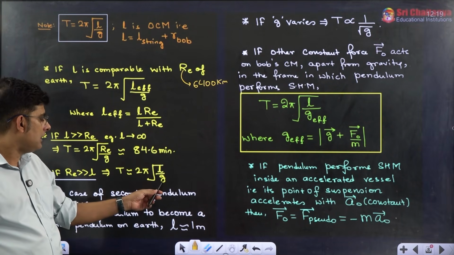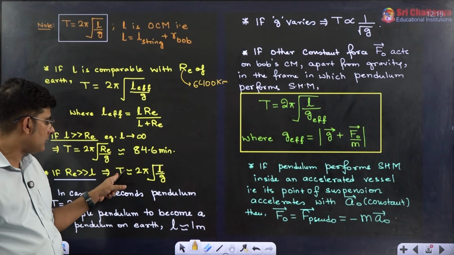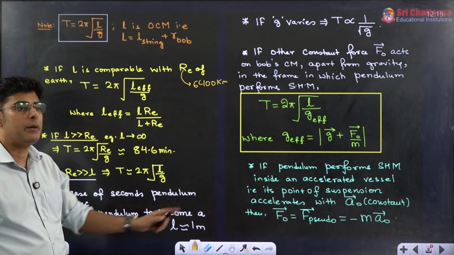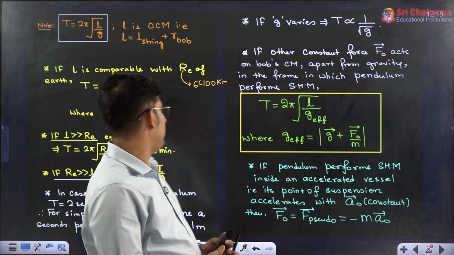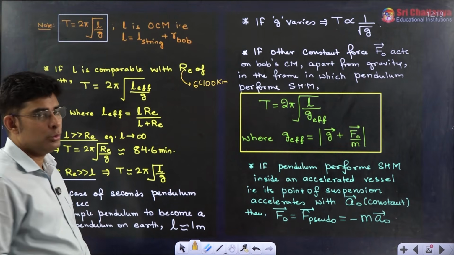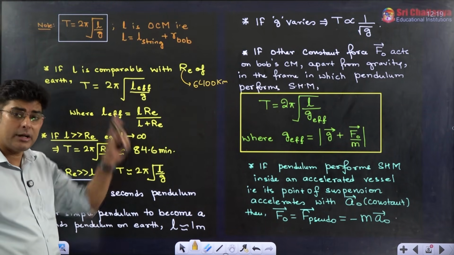Why? Because g and pi square are approximately the same. So if you square both sides and put T as 2 seconds, the length will approximately come as 1 meter. So a 1 meter long pendulum will approximately give you a time period of 2 seconds on the surface of earth, and mainly it will give that value at the poles.